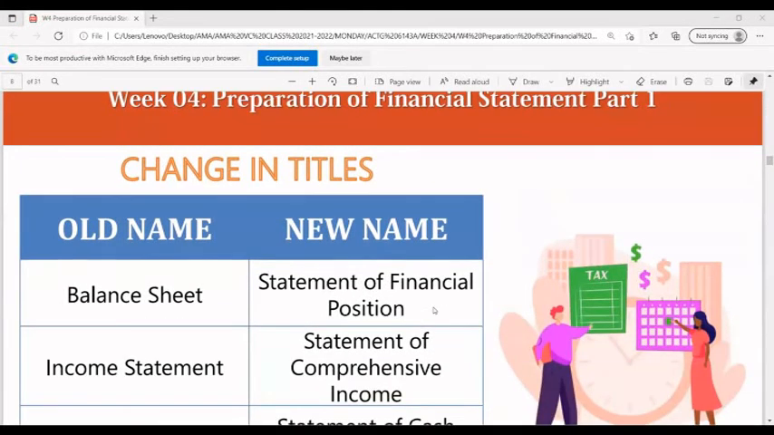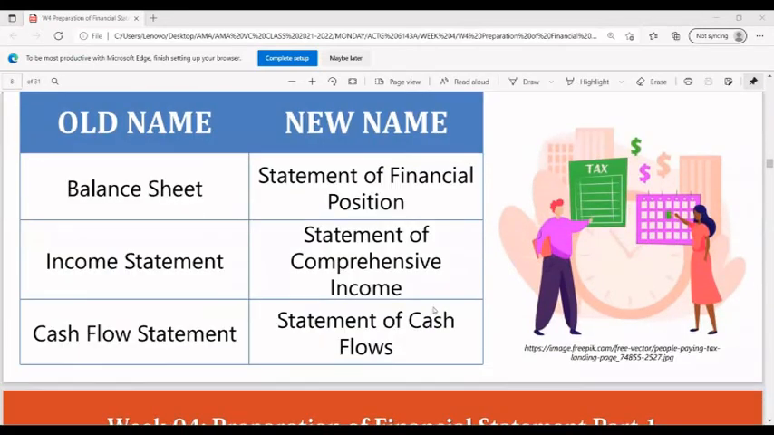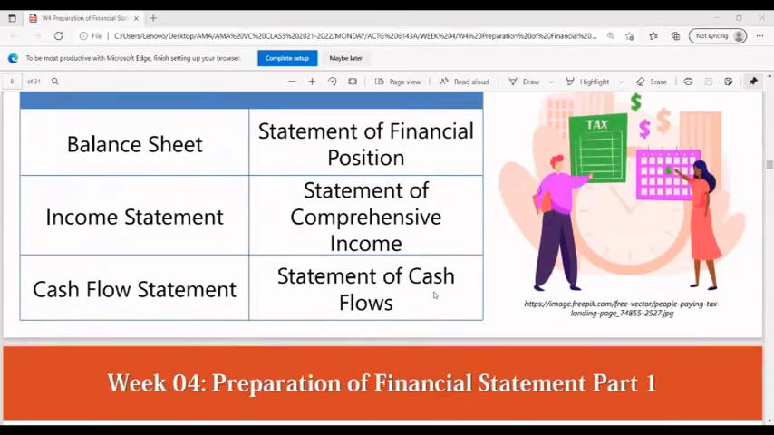Regarding the change in titles, the old name was balance sheet, and the new name is statement of financial position, which I already discussed on the previous slides. Also, the income statement is now the statement of comprehensive income, while the cash flow statement is now the statement of cash flows in the new name.